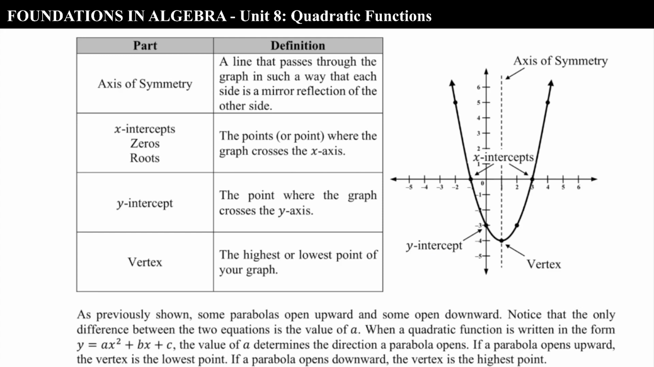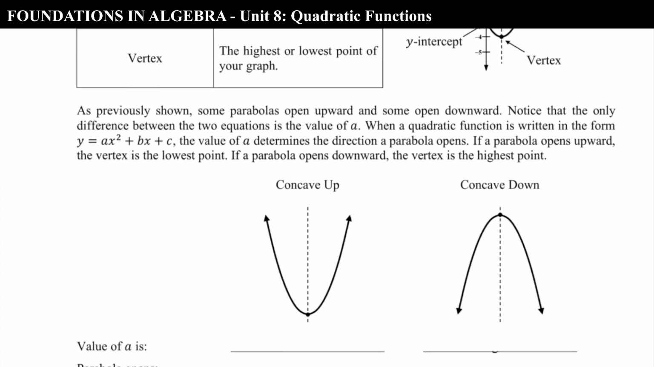Now, as previously shown, some parabolas open upward and some open downward. Notice that the only difference between the two equations is the value of a. When a quadratic is written in the form y equals ax squared plus bx plus c, the value of a determines the direction the parabola opens. If a parabola opens upward, the vertex is the lowest point. If a parabola opens downward, the vertex is the highest point. So let's make some of those comparisons here.